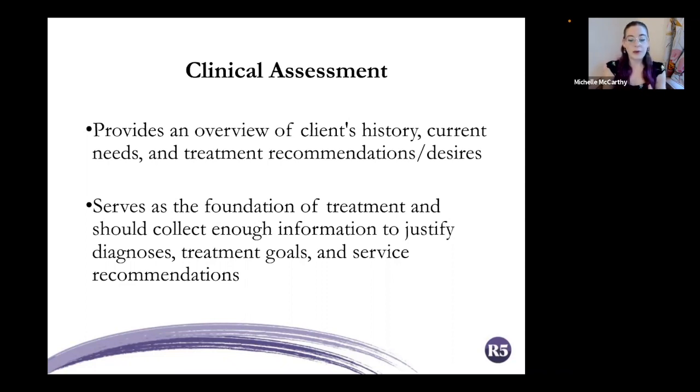So if we find out the right information at assessment, we have that solid foundation that's going to justify they need the service, and it's going to inform us, what do we need to do to help them meet their goals? The biggest thing is collecting enough information to justify a diagnosis or the diagnoses, to build treatment goals, and to justify the service recommendations.